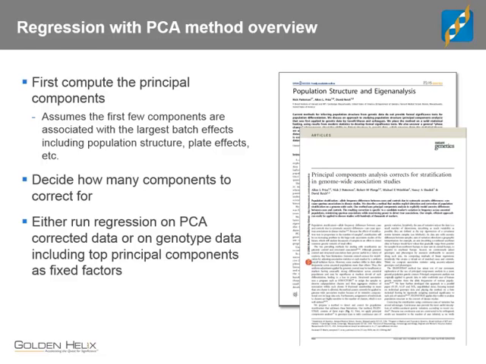There are two ways to perform regression with PCA. One way is to perform regression analysis on principal component corrected data. The other is to use the top principal components as covariates in a regression analysis.